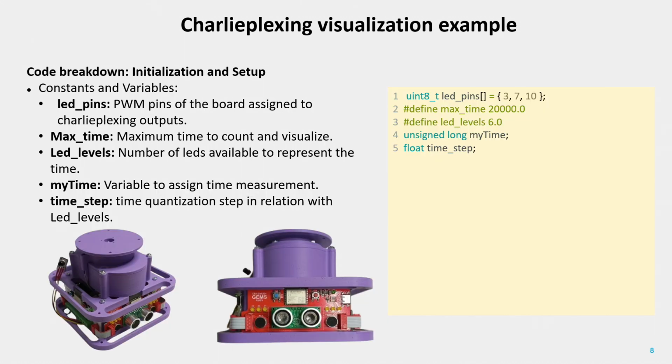Let's break down the code that makes this possible. In the initialization phase, we define essential constants and variables such as LED pins, which hold the digital pins assigned for the Charlieplexing outputs, max time, which defines the full duration of the timing, LED levels, which indicates the number of visual levels, and time step, which is the duration associated with each level. These parameters ensure that our time quantization is both precise and adaptable to other cases, for example, other boards.